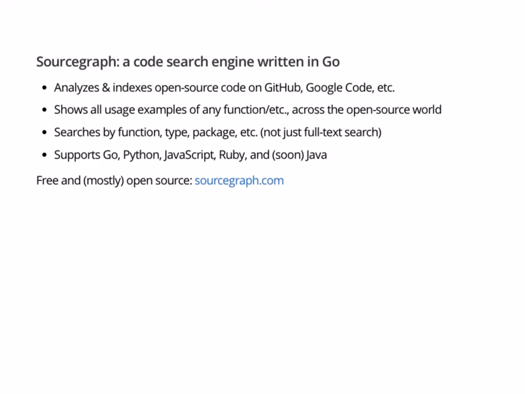Sourcegraph is a large-scale code search engine written in Go, which means that not only does it go and index a ton of open source code that's out there, it also analyzes it at a semantic level, just like a compiler. So that means it can show you usage examples, and you can search for functions and packages by name. It supports Go, Python, JavaScript, Ruby, and some other languages soon. So let's take a look at it.